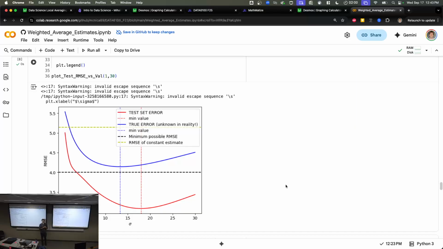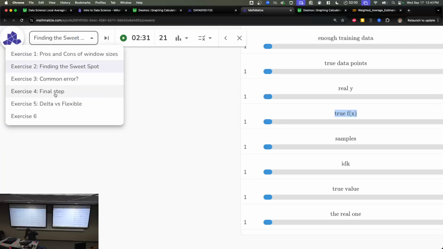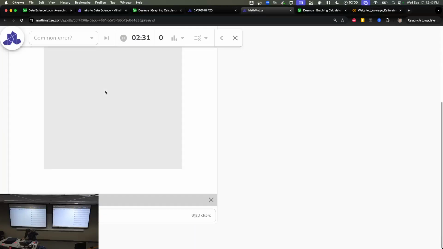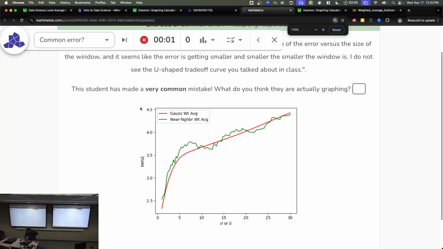Any other questions or comments? Okay, I have two mathematized questions about this. The first one is a very common error, once we start doing the project, which is coming soon. The project will be posted soon. You'll have to do this kind of procedure on a real data set. And this is a very common error that students make.